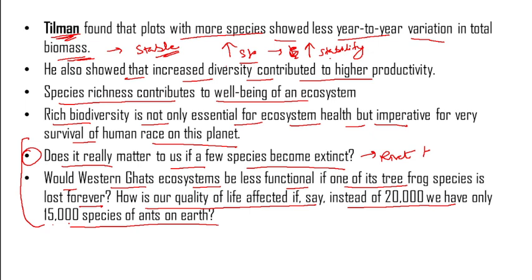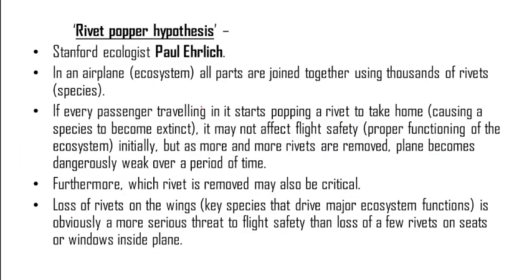So in case any such question comes in your exam in the form of an assertion reason question or MCQ, you are going to explain that whether a species becoming extinct matters depends on its role in the ecosystem. If it is an important link, an important species in the ecosystem, then it is going to affect the stability of the ecosystem. It is directly linked to the rivet popper hypothesis, which was given by Stanford ecologist Paul Ehrlich. Very important.